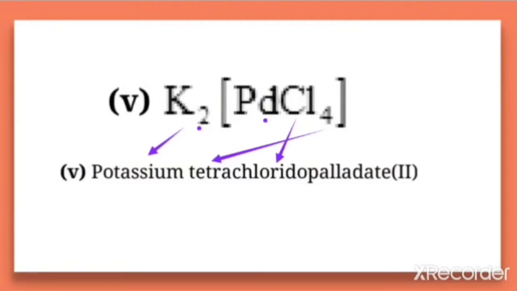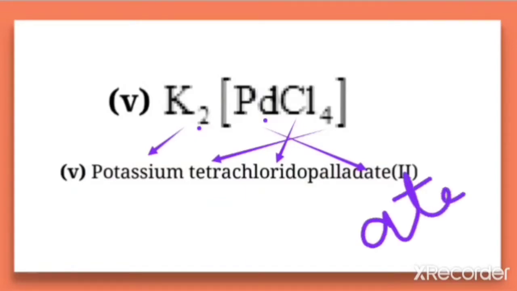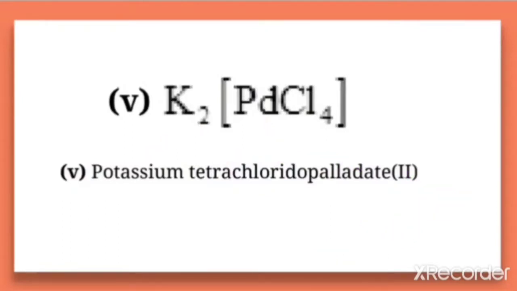Next, Pd. Pd is which metal? That is a transition metal, that is palladium. So palladium can be named as palladate. Why? Because it is an anionic complex, so we have to use the suffix ate. For the central metal ion, we have to use the suffix ate, that is in the case of anionic complex. So it is named as palladate, and the oxidation number of this is +2, that is written in the bracket in the Roman letters. So that is about this complex.